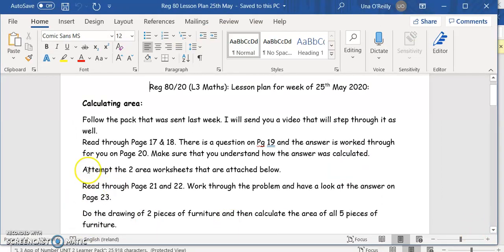And then it says attempt the 2 area worksheets that are attached below. Okay, they are the 2 separate worksheets that I sent with the pack, so you'll get those. You'll also get them in email.